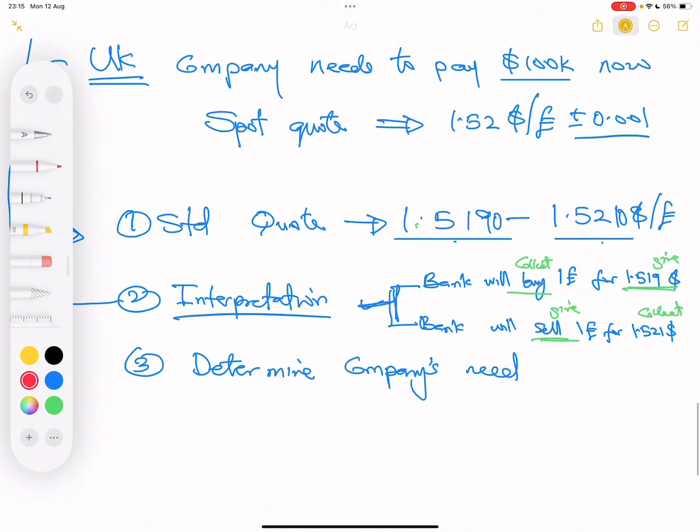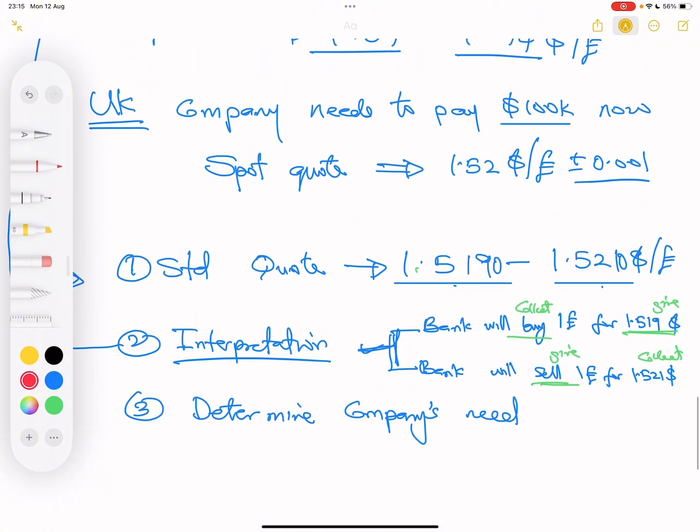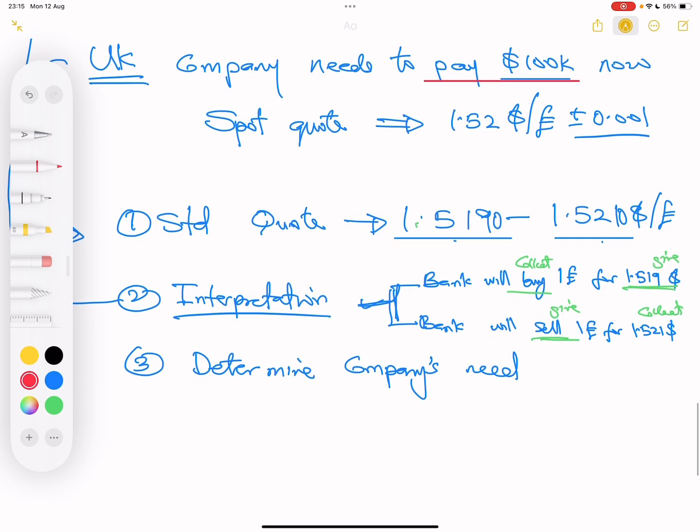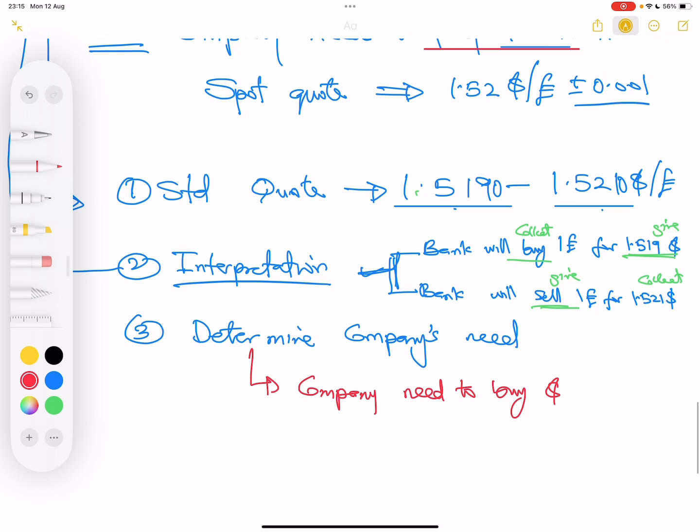Now we need to determine the company's need, which is also very important. What is the company's need? It's always in the question. The company needs to pay $100,000, which means the company needs dollars. So the company needs to buy dollars. And where is it going to buy from? Remember, it's always between the company and the bank. So the company needs to buy dollars from the bank.